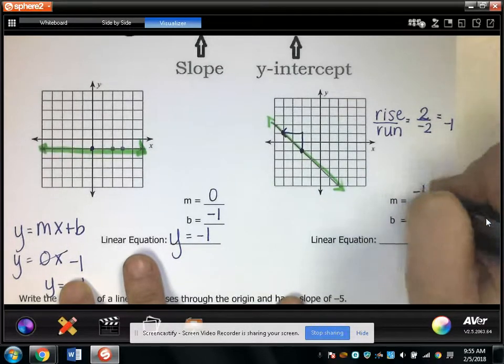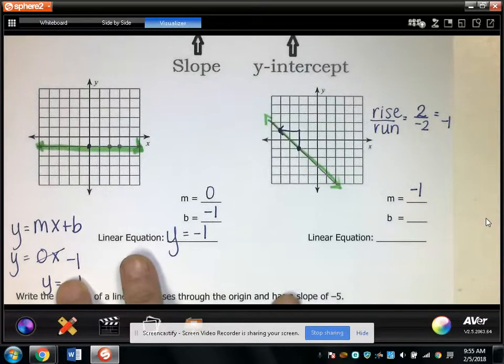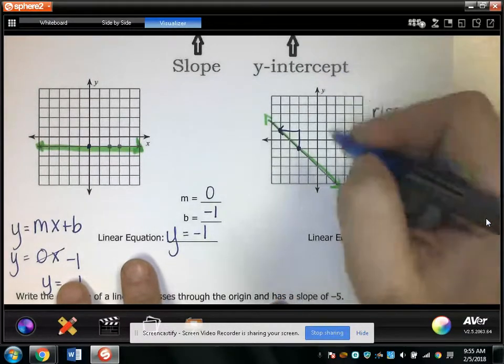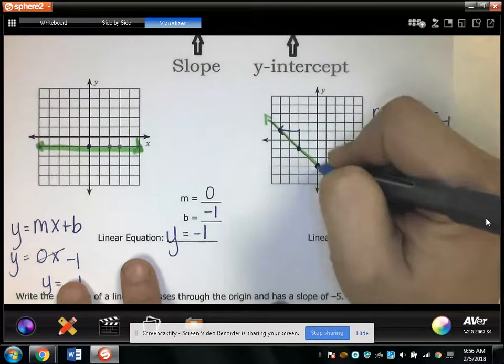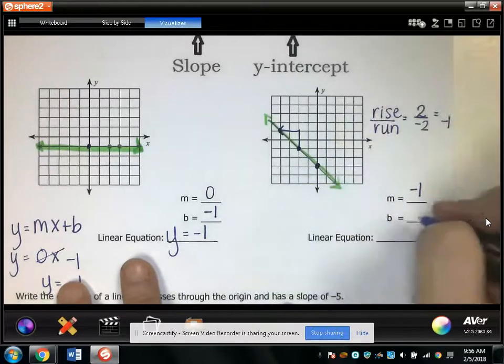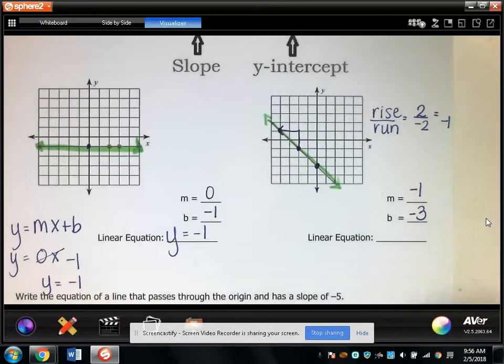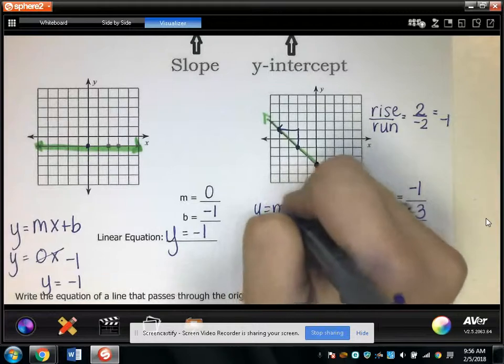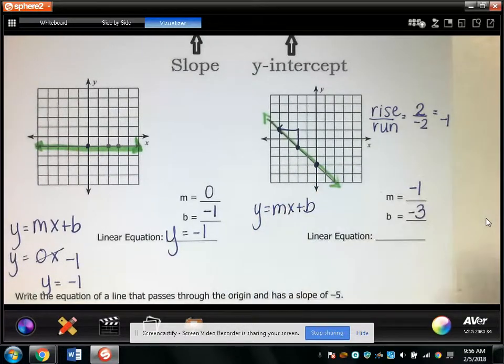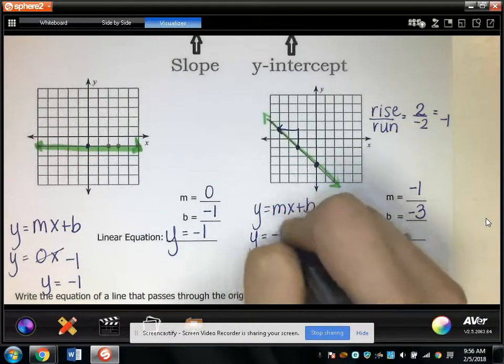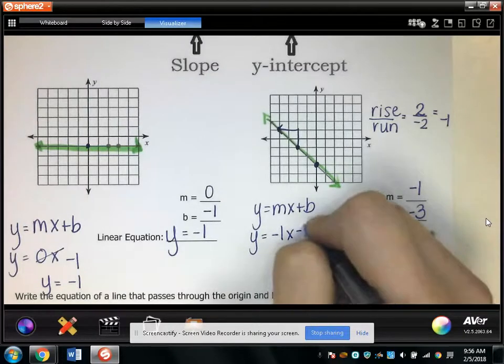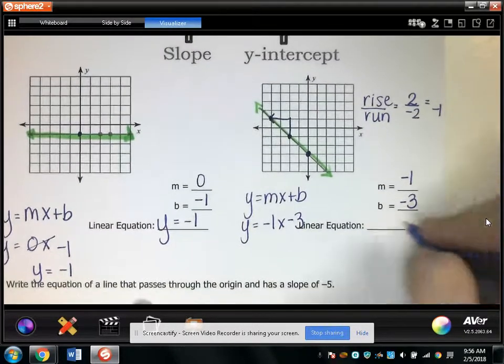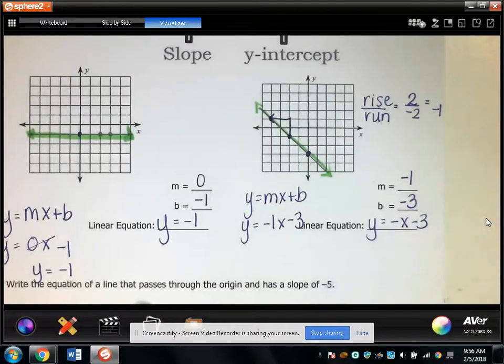So m equals -1. And where does the line intersect the y-axis? -1, -2, -3. So if I know that y equals mx plus b, I'm going to plug in the slope, and I'm going to plug in the y-intercept. So my formula is going to be y equals -x minus 3.